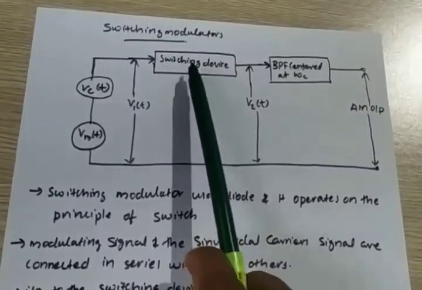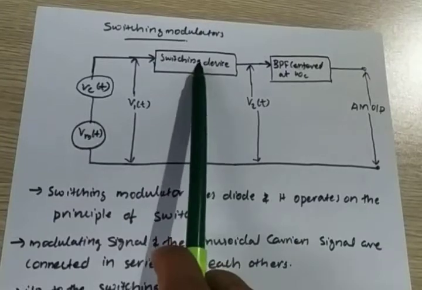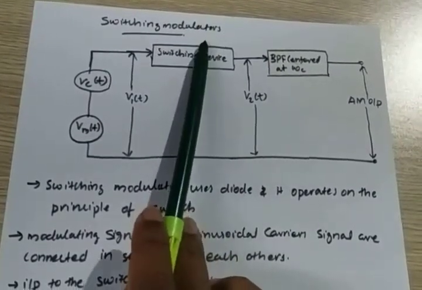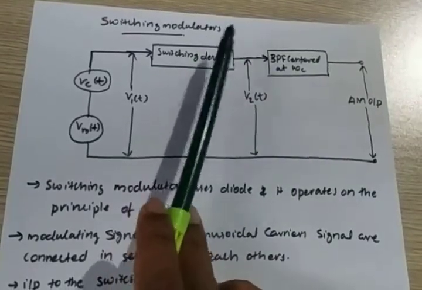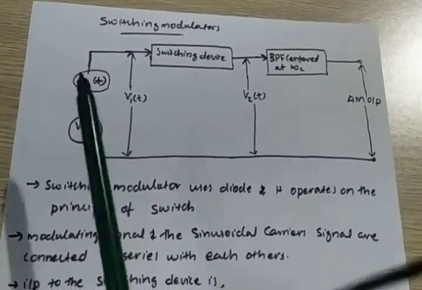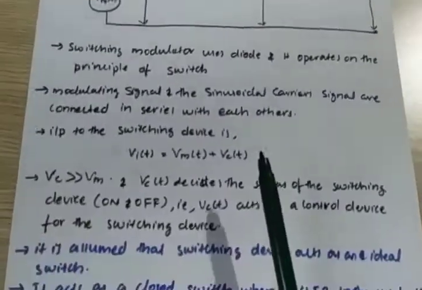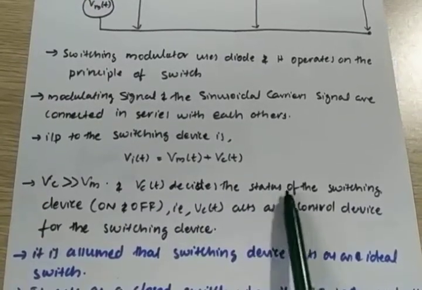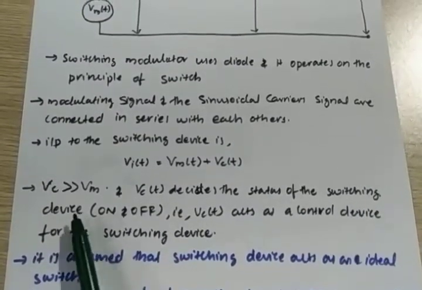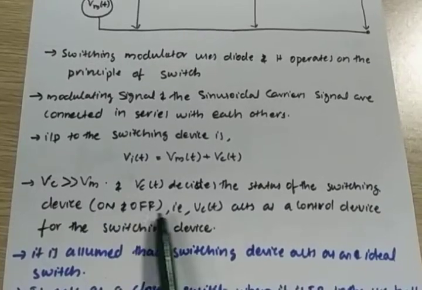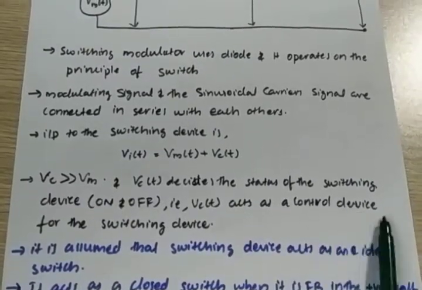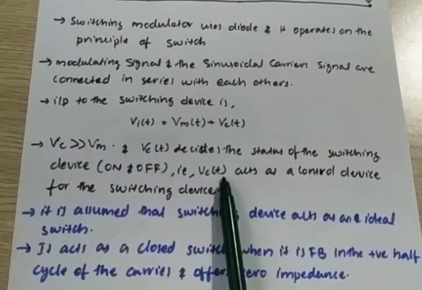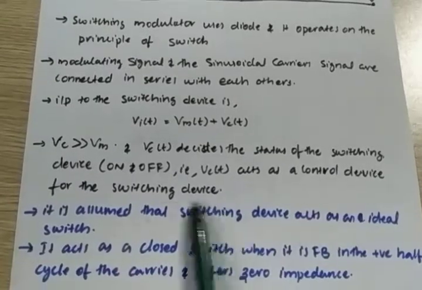Suppose we consider this as a diode, and the diode is on and off. The diode is on for the positive half cycle and off for the negative half cycle. That means the diode is on for forward bias and off for reverse bias. That is determined by this carrier voltage. The thing is, VC decides the status of the switching device, that is, on or off. That is, VC of T acts as a control device for the switching device.